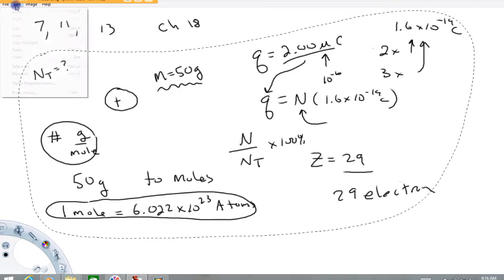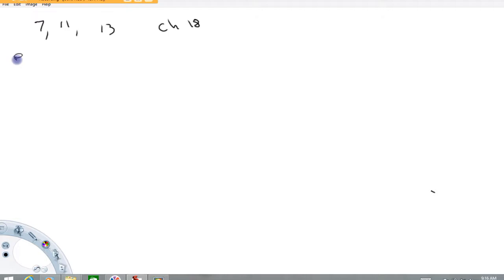Alright, let's talk about number 11. How strong is the attractive force between a glass rod with a charge of 0.7 microcoulombs and a silk cloth with a charge of minus 6 microcoulombs, 12 centimeters apart, assuming they act like point charges? So, again, because it says assuming they're like point charges, I'm going to go ahead and just draw a pair of point charges.